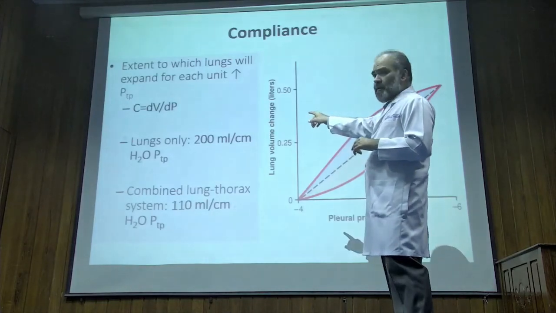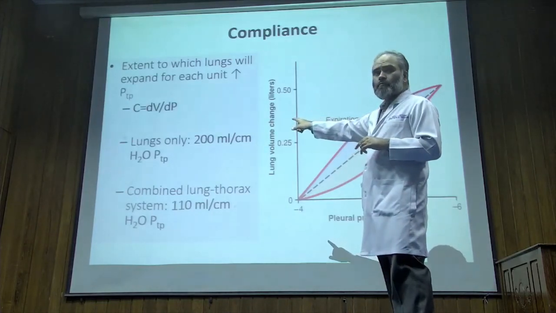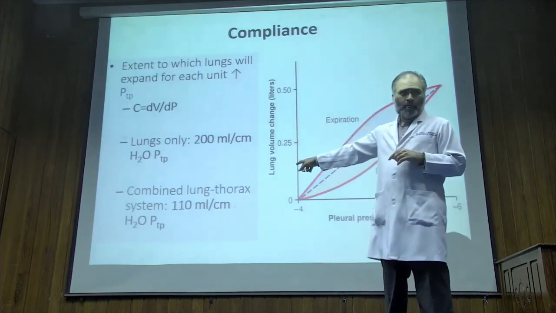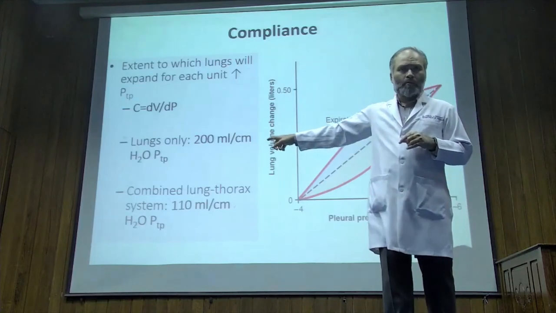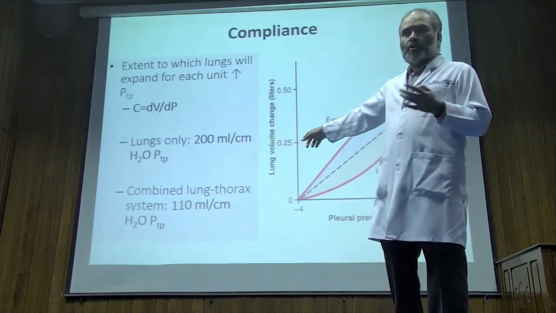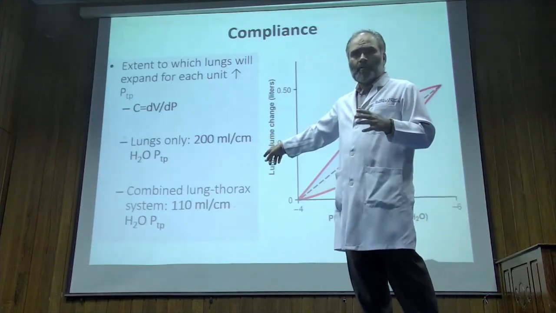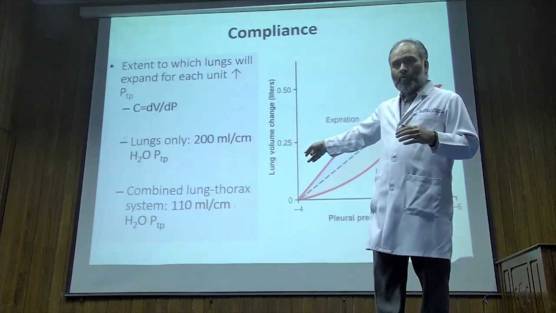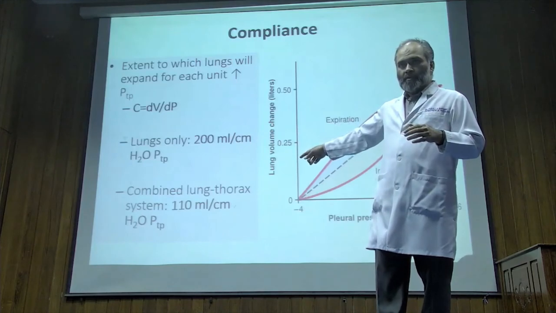You can see that there is a value for lungs only, then there's a value for combined lung and thorax, and there's a difference. Anyone would like to explain that? It's logical, no big deal here. The compliance of lungs only is more than the combined system. Why?